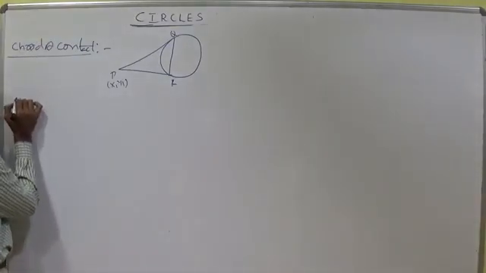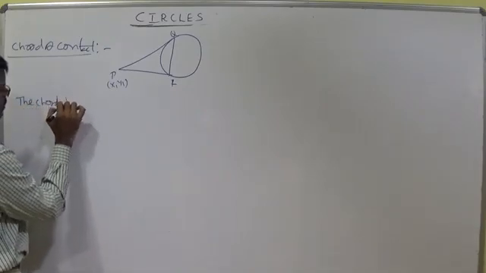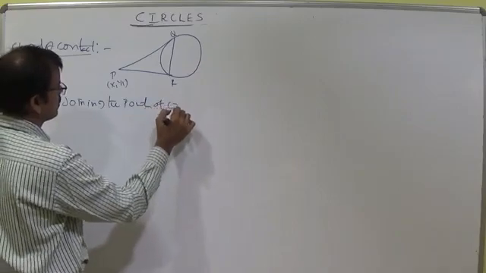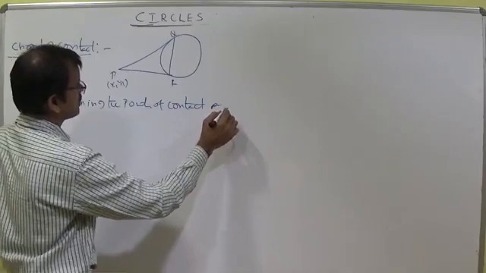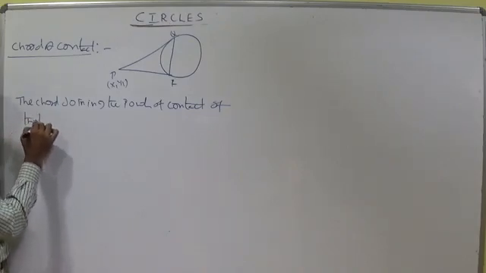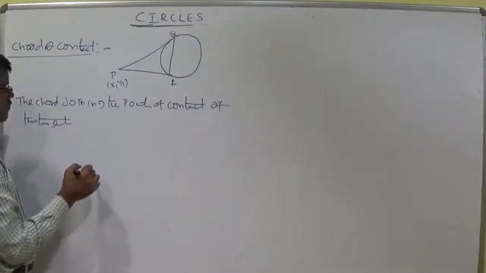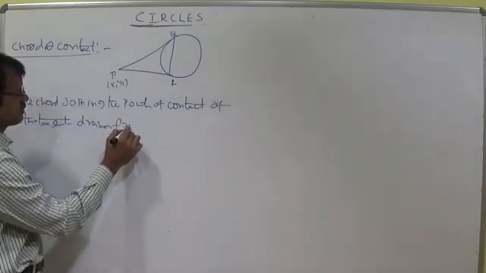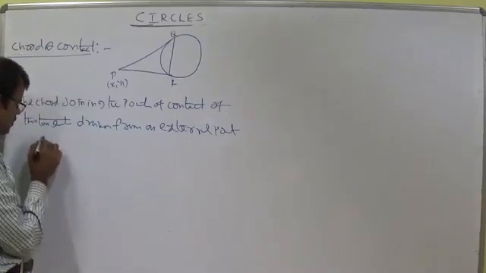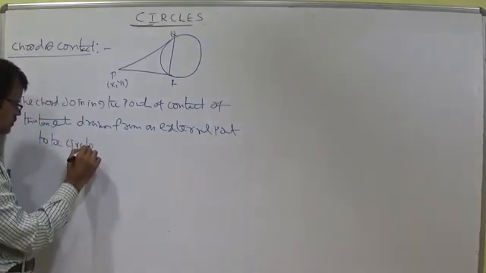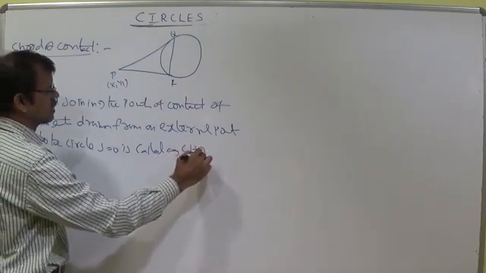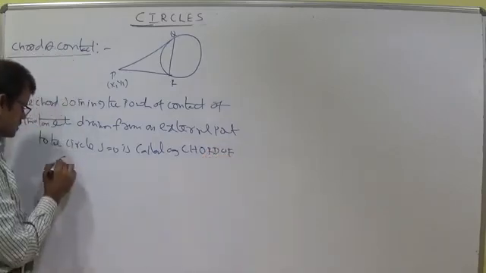Now write the definition. The chord joining the points of contact of two tangents drawn from an external point to the circle S equal to 0 is called the chord of contact.